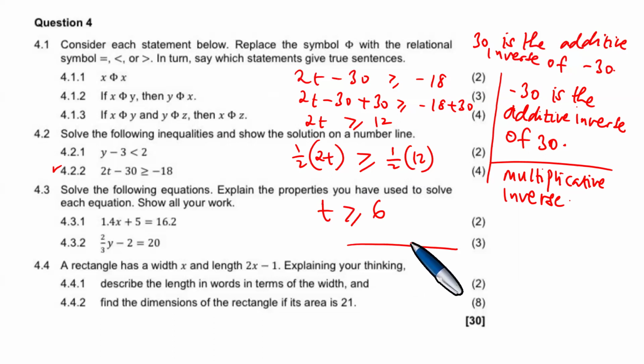We got t is greater or equal to 6, and therefore on the number line of the values of t, we take t greater or equal to 6, which means we shade to the right side of 6. Obviously we've answered the question, because the question said solve the following inequalities and show the solution on a number line. We've solved for t and shown the solution on the number line, so we move to the next point.